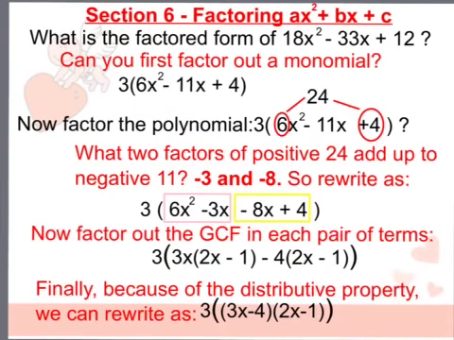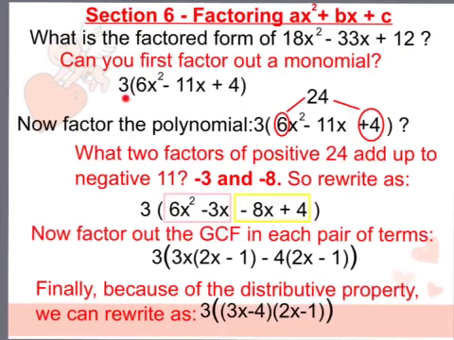Here we have another example. Now in this case, we have 18x squared minus 33x plus 12. You always have to ask yourself first, is there a GCF? Can you first factor out a monomial? Well, the x's you can't because the c term doesn't have an x, so they don't have any variables in common. But you can divide all of those coefficients by 3.